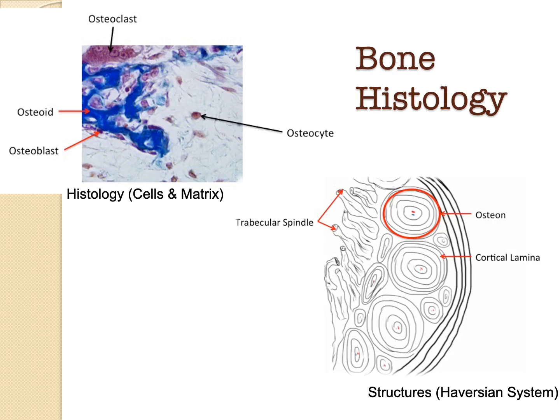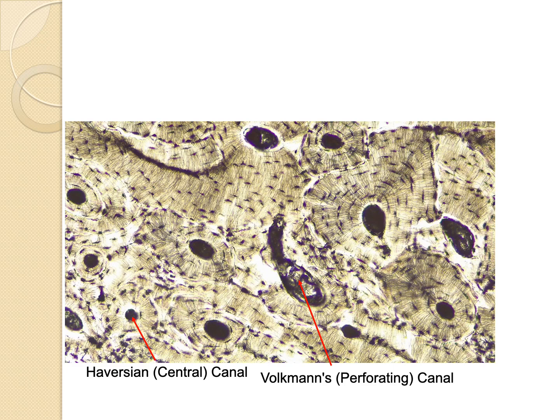If we further break this down and look at actual histology of the bone, so here's an actual slide, we have our canals, the central or Haversian canal within the ringed lamina, and then we have the Volkmann's or perforating canal, which is going to be in between that concentrically ringed lamina.